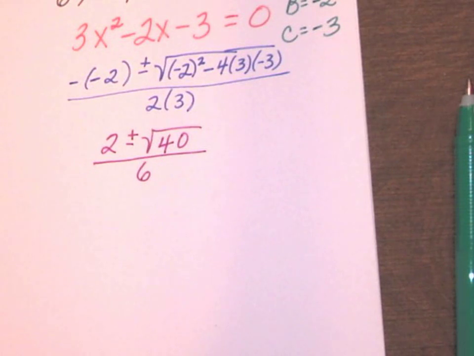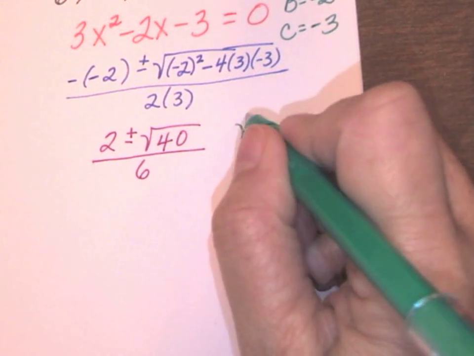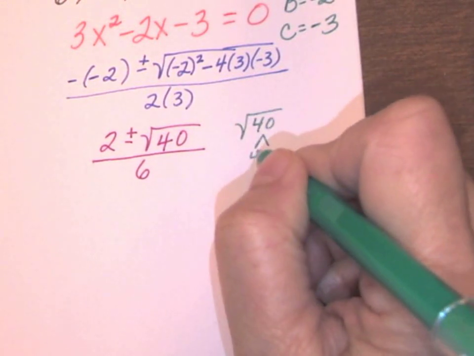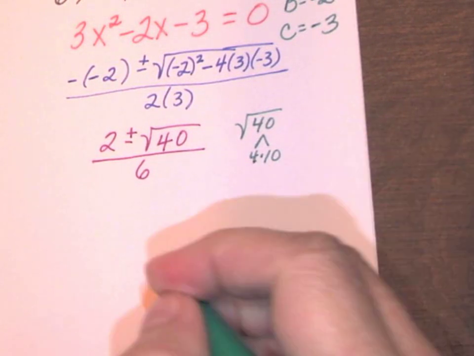But to totally simplify this and get an answer that is going to be in standard format that everybody could recognize, we really need to simplify it a little further. So let's simplify the radical. Square root of 40 can be divided into 4 times 10. The reason I would do that is 4 is a perfect square.